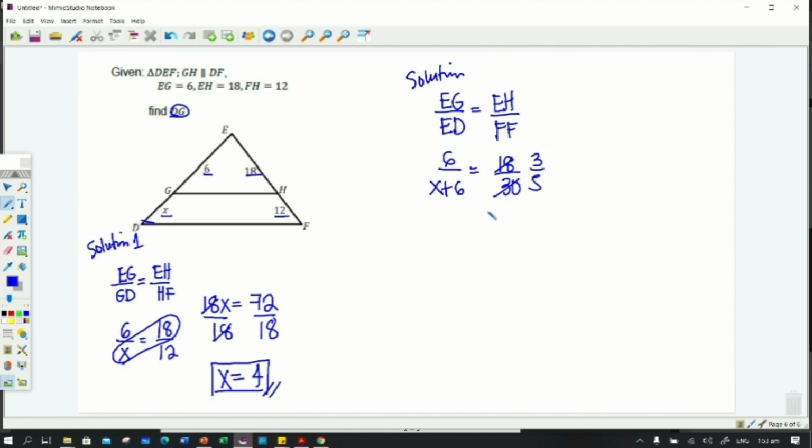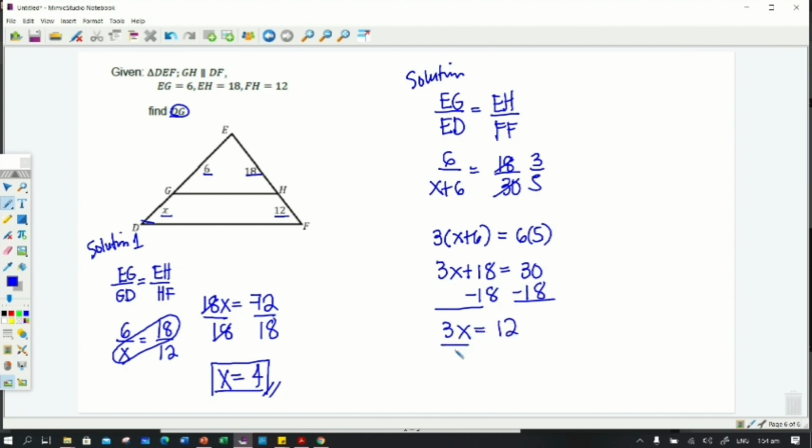Okay, then we now apply cross product. We have here 3 times X plus 6 is equal to 6 multiplied by 5. Then we distribute. So this is 3 times X. We have 3X plus 18 is equal to, this is 30. Then we subtract both sides of the equation by 18. So this is now 3X is equal to 12, all over 3. Then we have the same answer. X is equal to 4. Okay, in solving for this, there are many ways on how you can find segment DG. So you just find a perfect proportion that is suited in this given. Okay, so that's example number 1.